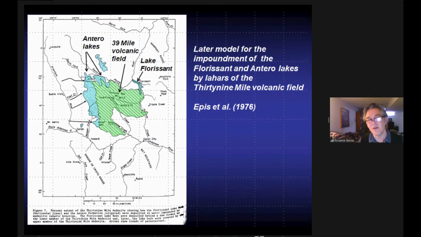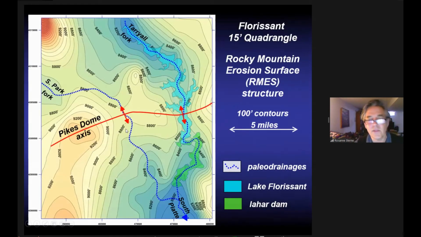It may have come in later, like in the Miocene, when people think a lot of this deformation started occurring. So let's get into the details of Florissant. Florissant is blessed because there are lots of outcrops of Wall Mountain Tuff. We have a very good handle on the shape of the Rocky Mountain Erosion Surface.